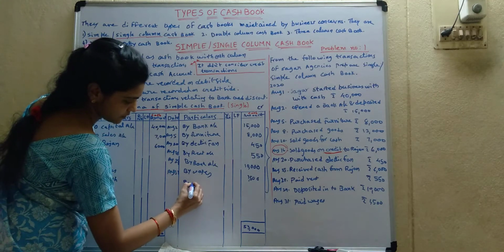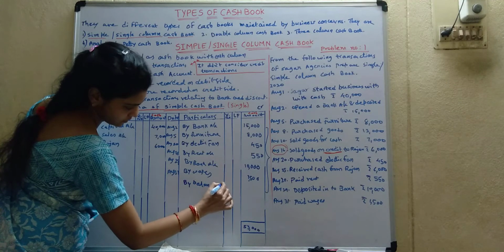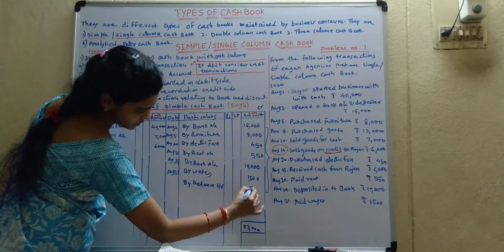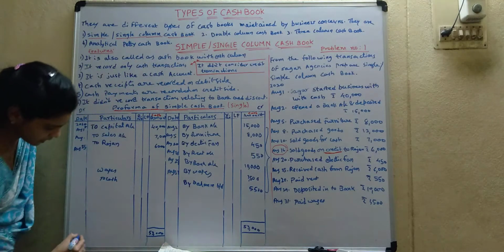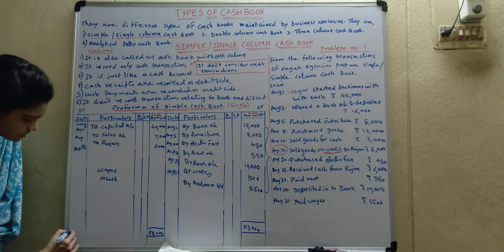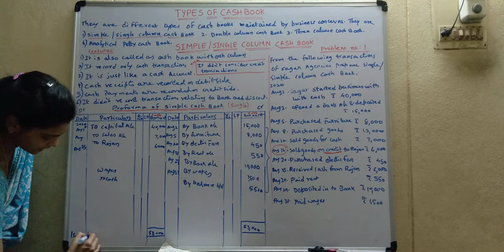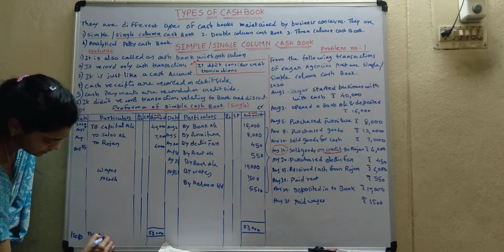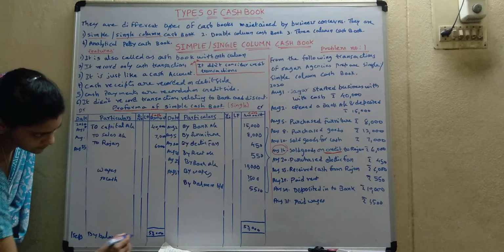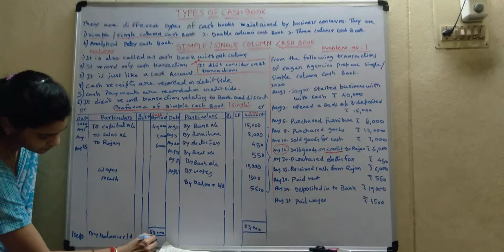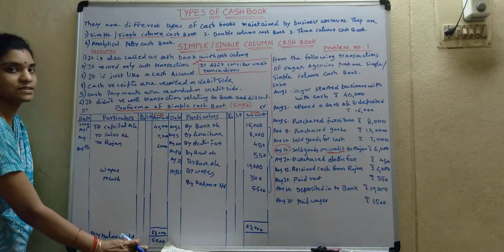By balance brought down. What's the amount? 5,500. And this is August. On 1st September we carry forward the balance. By balance carried down. What's the amount? 5,500. This is the opening balance for the next month.